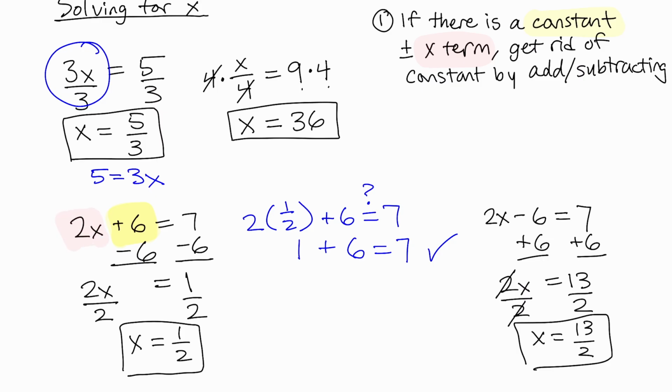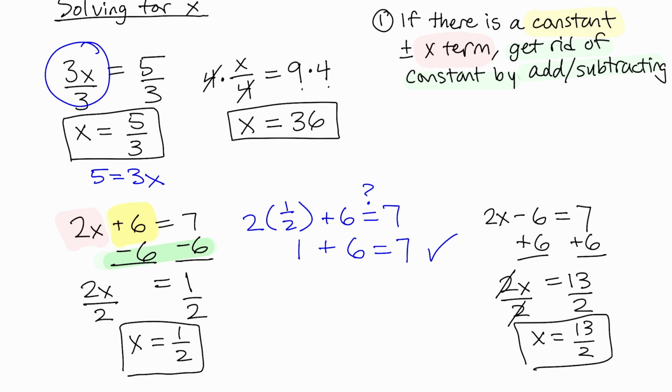So if there is a constant, we need to get rid of it by adding or subtracting. And that's what we did here. Since our original was 6 added to 2x plus 6, then we had to subtract 6 from both sides.